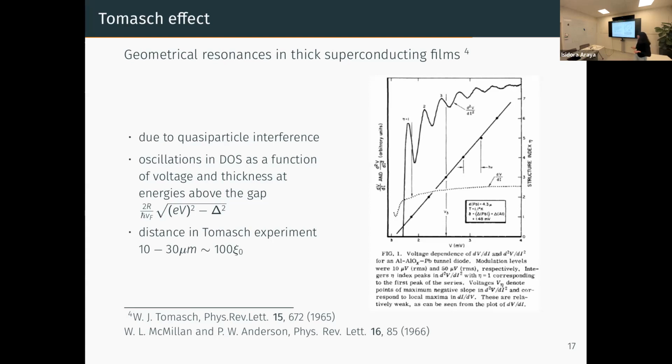They find that the oscillations are a function of the thickness of the film and of the energy. In the Tomasch experiment, the distance used would be like 2 orders of magnitude bigger than the superconducting coherence length here. So that's the kind of order of magnitude we also expect.